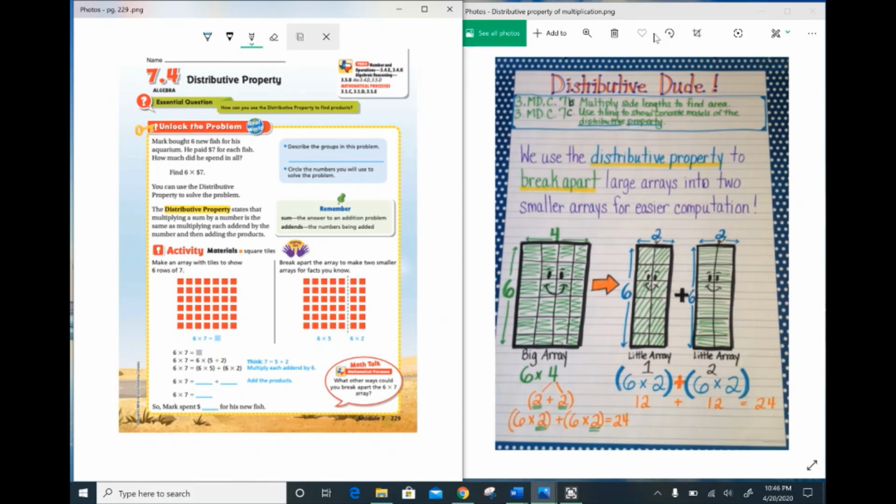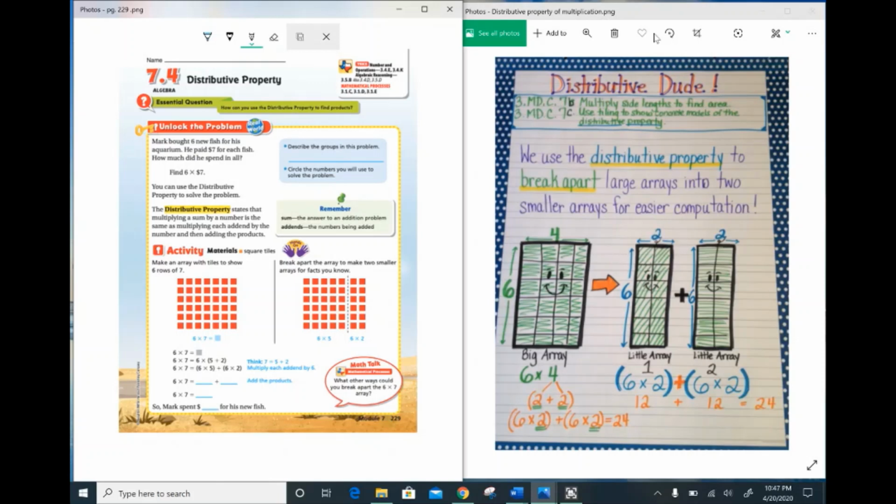Hey, boys and girls, we are definitely continuing with multiplication today. You guys are doing great at it. I'm very impressed, especially with Gracie. Excellent job, Gracie.